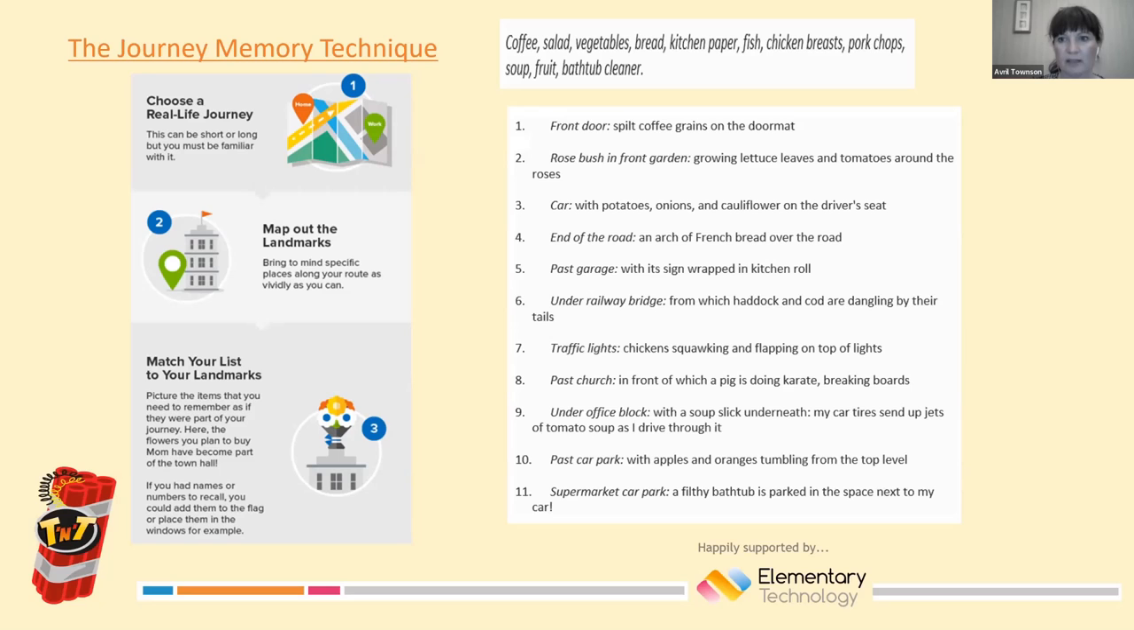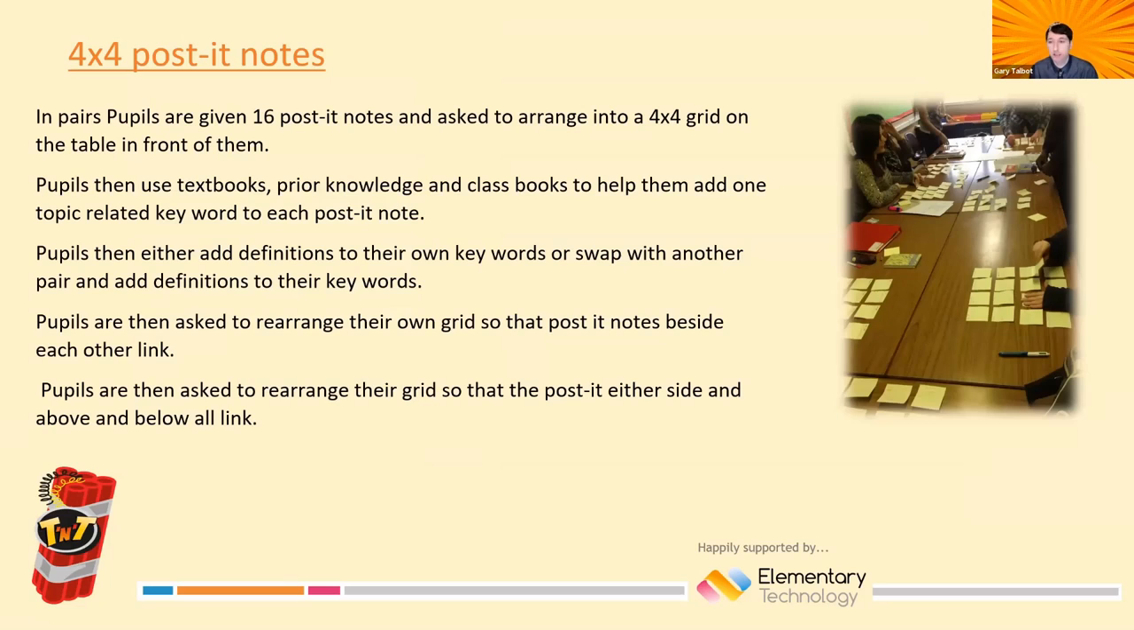Something else which is quite interactive is 4x4 post-it notes. You can see the picture on the screen there. So you give pairs 16 post-it notes, they would arrange them in a 4x4 grid, and then they would use either just the knowledge if they're recalling it from past memory, or if they need a bit more support, give them some textbooks or class books to try and help them memorize that or bring things back to them. And they would then have to write a keyword on each of the post-it notes.